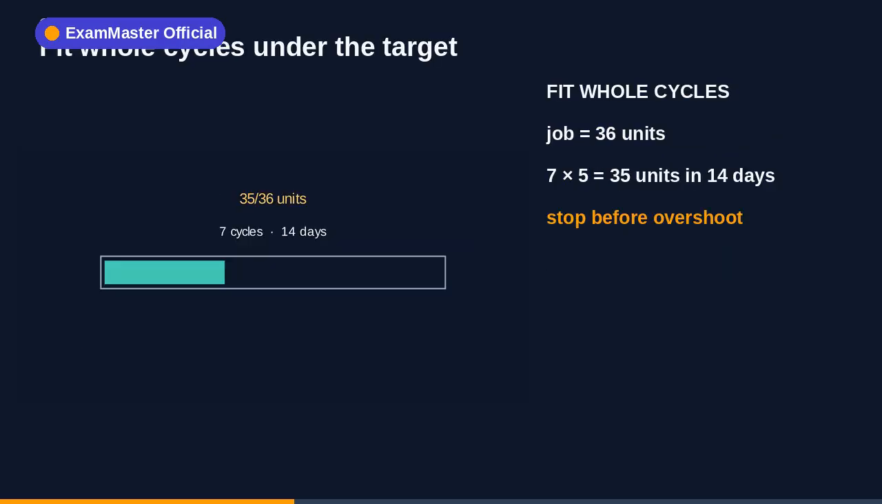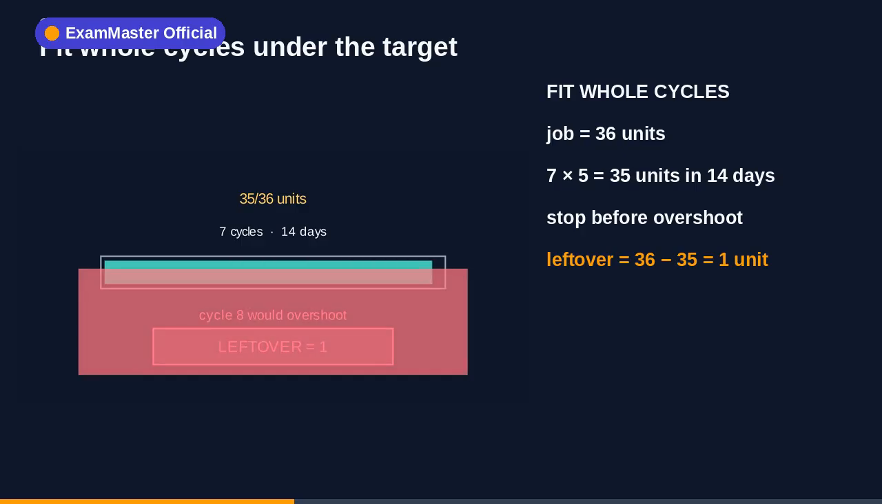Carry the cycle forward under the job total. 7 cycles give 35 of 36 units. An 8th cycle would overshoot. Hold the leftover 1 unit on the board.